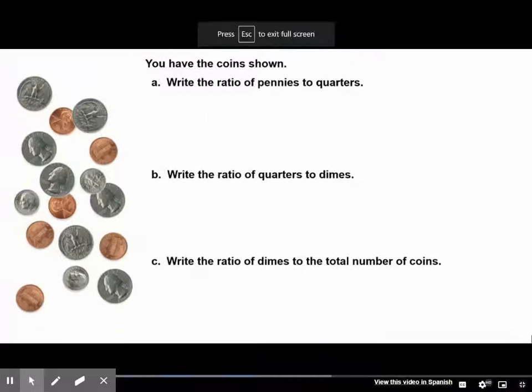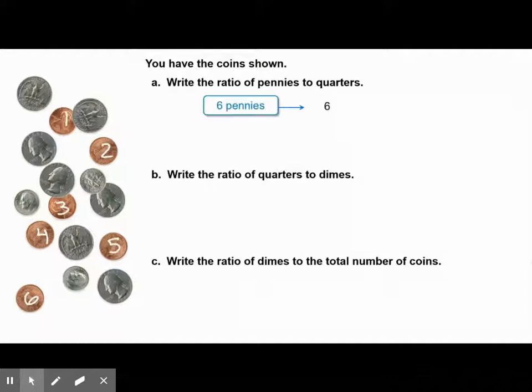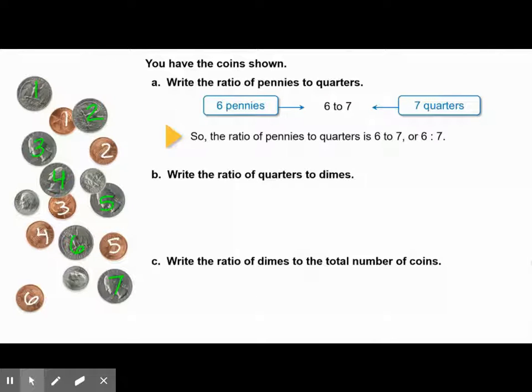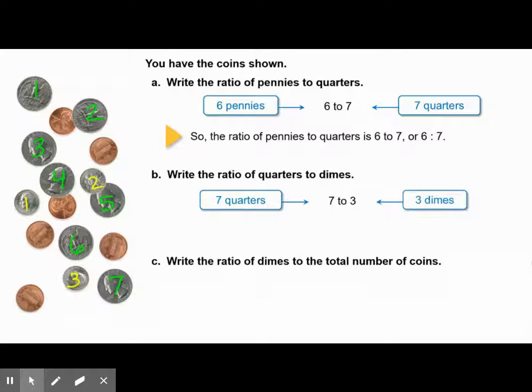You have the coins shown. Part A. Write the ratio of pennies to quarters. How many pennies do you have? 6 pennies. How many quarters? 7 quarters. So the ratio of pennies to quarters is 6 to 7. Part B. Write the ratio of quarters to dimes. Again, how many quarters do you have? 7 quarters. How many dimes? 3 dimes. So the ratio of quarters to dimes is 7 to 3.